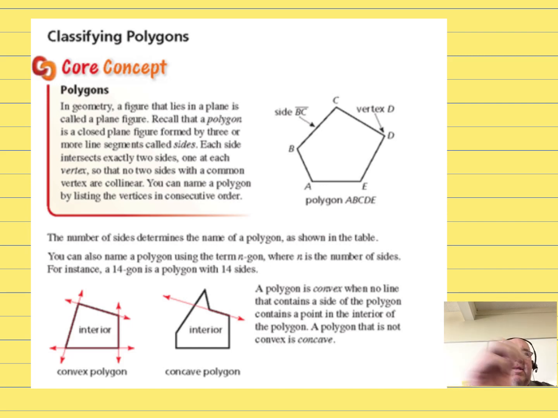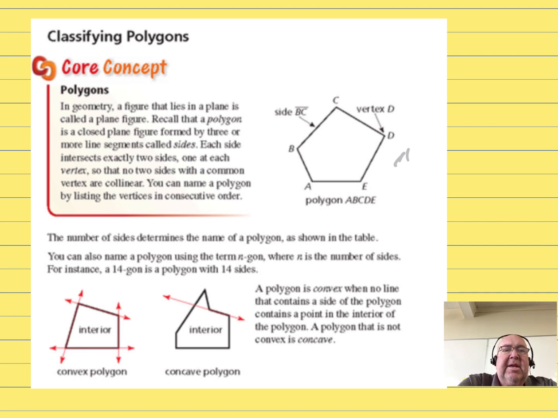Alright, this is section 1.4. We're actually going to be looking at polygons and different classifications of polygons. Remember from your past history that we can name them by the number of sides that they have. So the polygon at the top here is a pentagon because it has 5 sides.